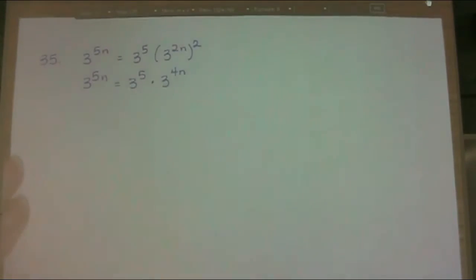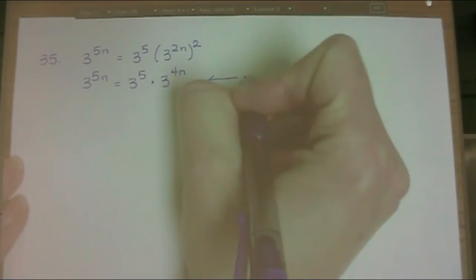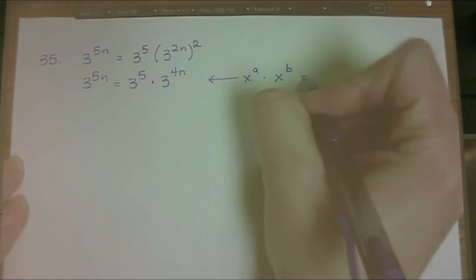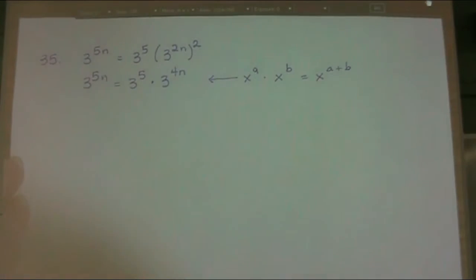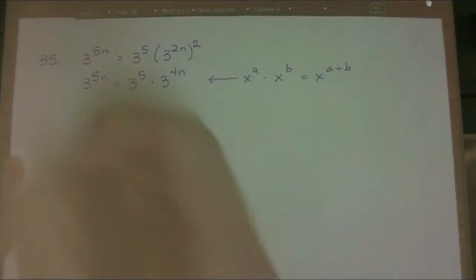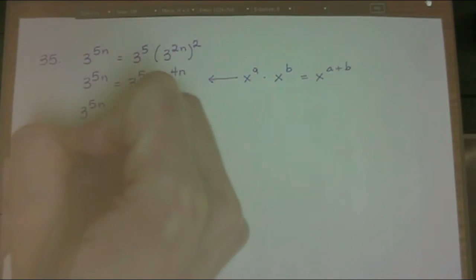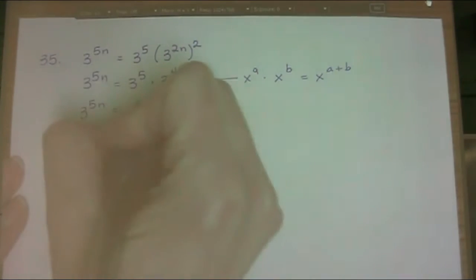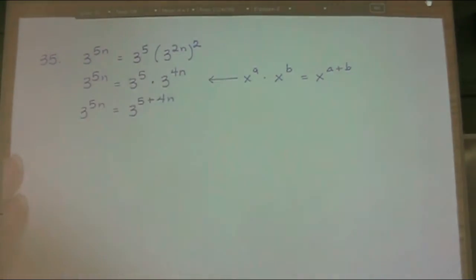Now, the second thing I'm going to do is use my product rule. My product rule says this: x to the a times x to the b power equals x to the a plus b power. My base is 3, all right? It's just a number instead of an x. So this is 3, and the power, I add my exponents, is 5 plus 4n.